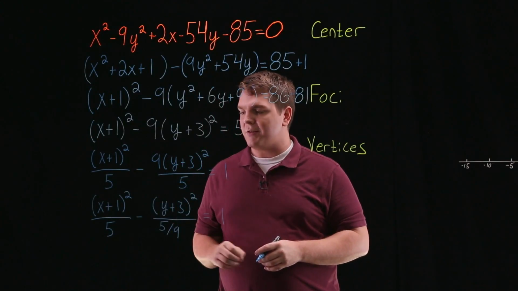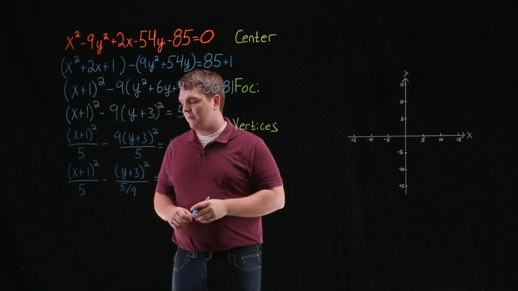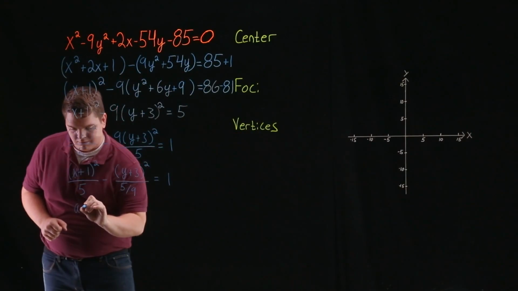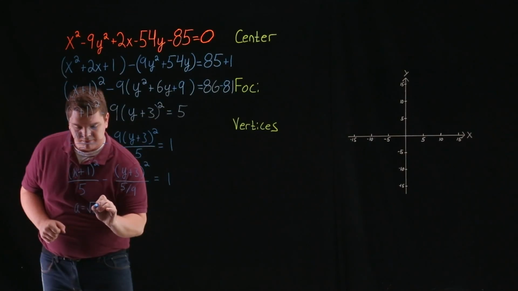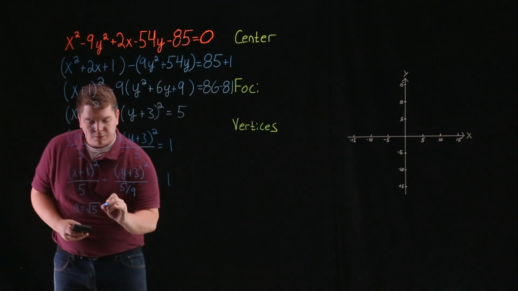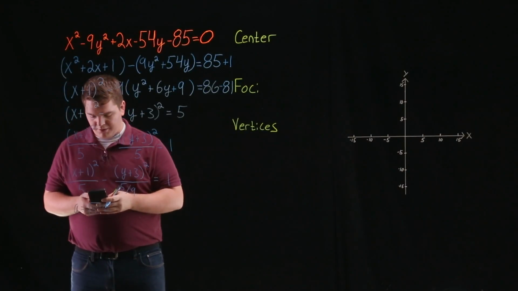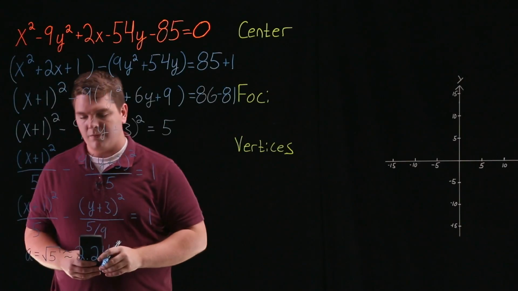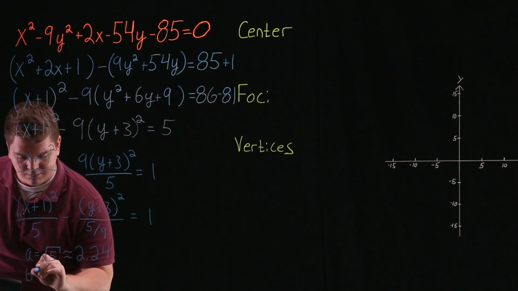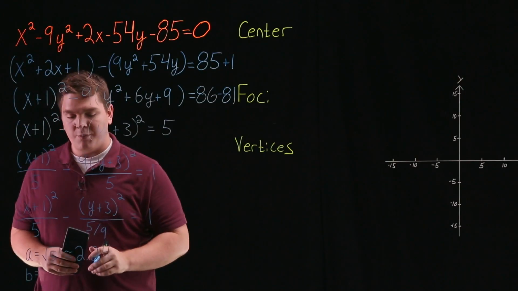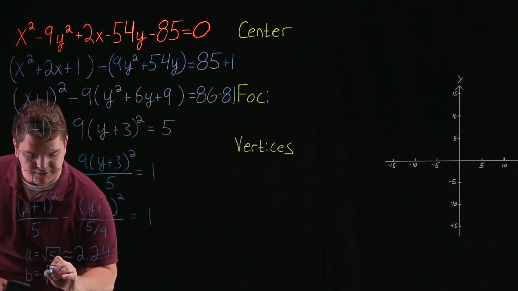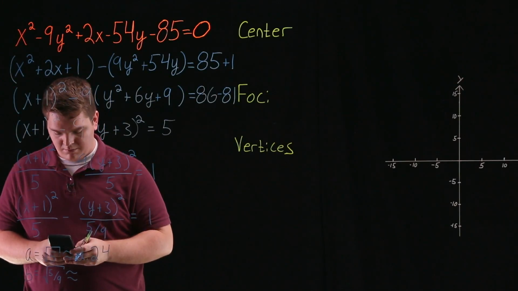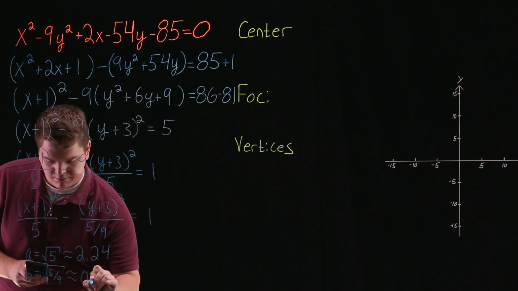So what we see here is that this is the standard form of a hyperbola, which opens horizontally. We see that we have our a squared value is 5. So that tells me that a is equal to the square root of 5, which, for our purposes, is approximately equal to 2.24. We have b, or b squared is equal to 5/9. So b is equal to the square root of 5/9, which is going to be approximately 0.75.